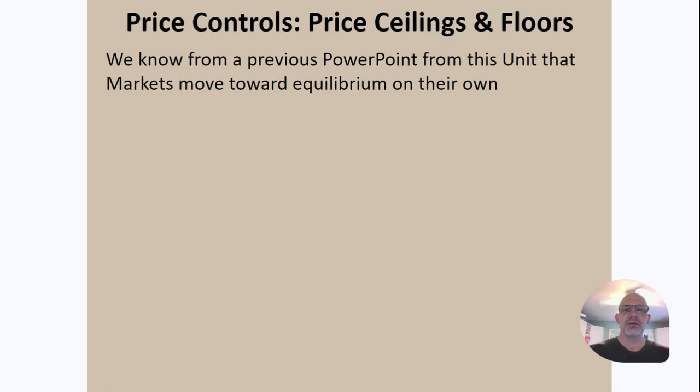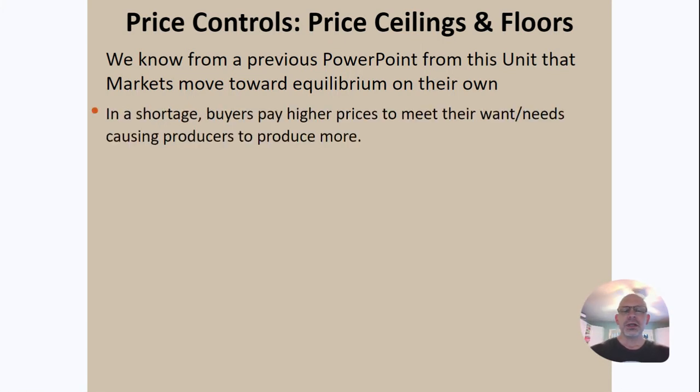So we learned from last PowerPoint, our last slide showing the topic at the beginning, that markets will move toward equilibrium on their own. So if there's no outside influence, no shifts, you're going to get to equilibrium eventually. And we know that if there's a shortage, below equilibrium, and everything else remaining constant, buyers will basically bid the price up to get a hold of that thing for which there's a shortage at that price below equilibrium, and producers start to produce more just because of that increase in price.